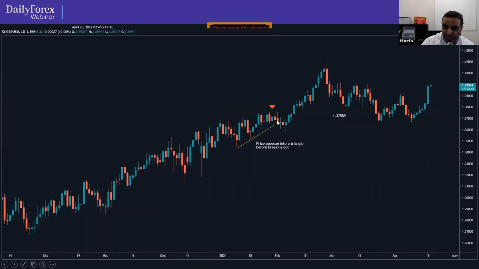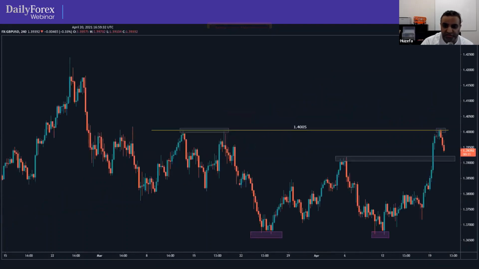1.37589 is where I've drawn my level. I've really drawn it off these highs here where I've got the red arrow. The price started to squeeze around there, then popped up through for a nice bit of a run. It's retraced. It didn't hold that level quite precisely, but what it has done is made a nice support there, a nice double bottom. And we're now going to zoom into the 4 hour chart.